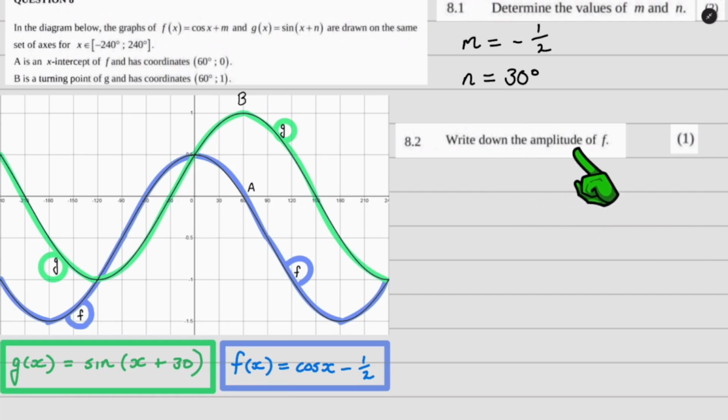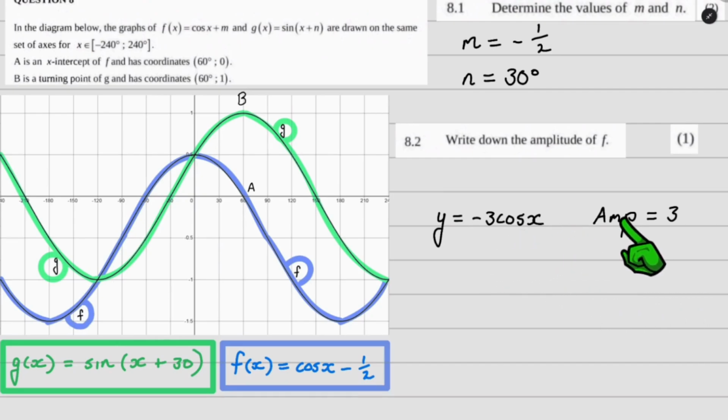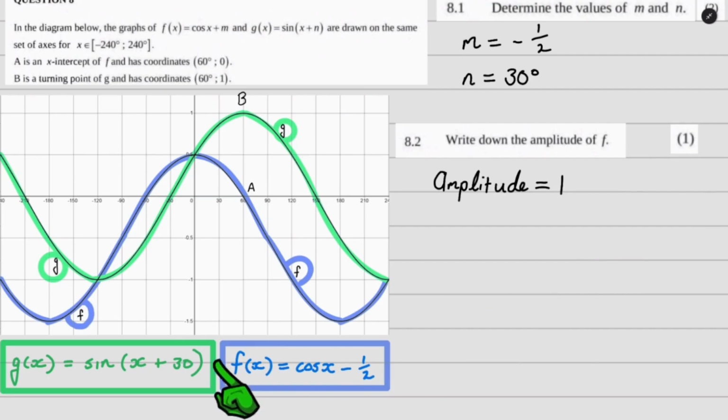Now we have to write down the amplitude of f, which is our blue graph. The amplitude is normally the number in front of x, and if you have a negative number there, you take the positive version of it. To give an example, if I had this cos graph, the amplitude would just be this number in front of cos, and you do not take the minus. So after that quick little sidetrack, the number in front of cos x is just a 1, so the amplitude of f is just 1. I'll even do you one better. I'll give you the amplitude of g. It's the number in front of sine. It's 1.